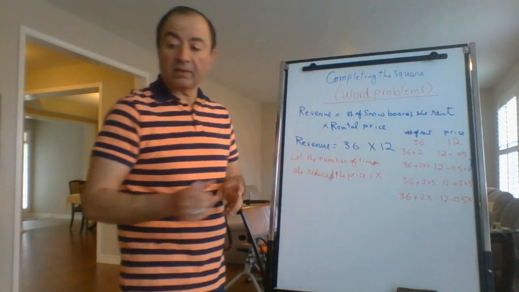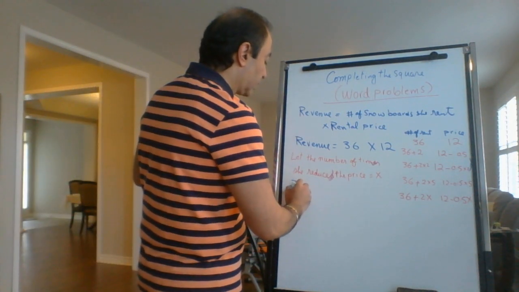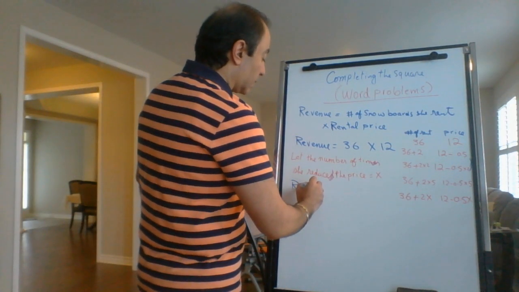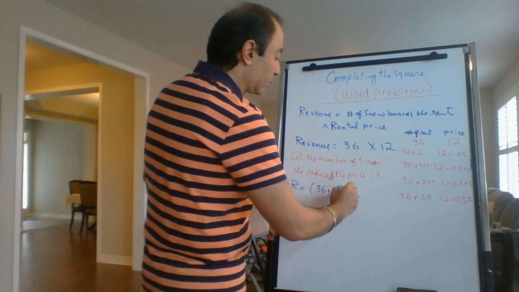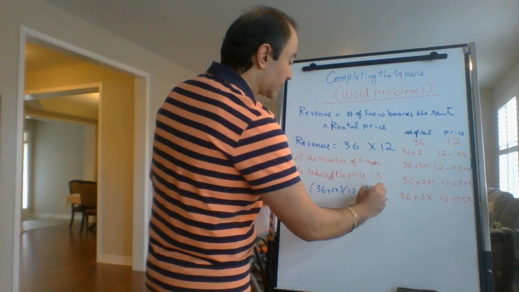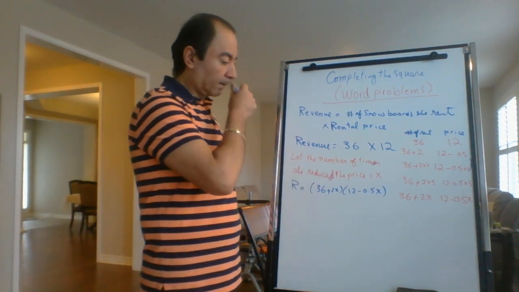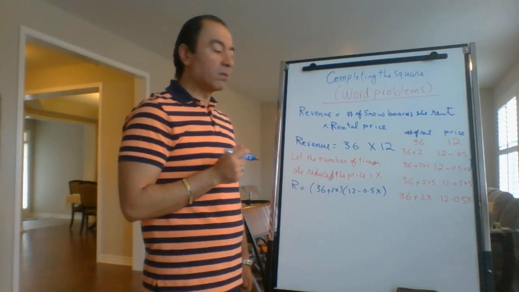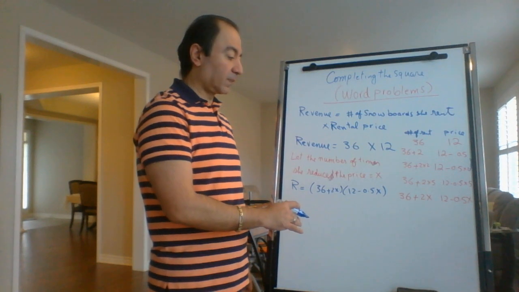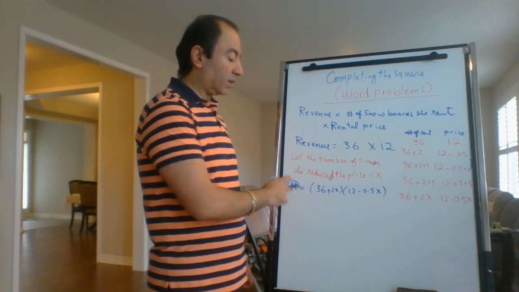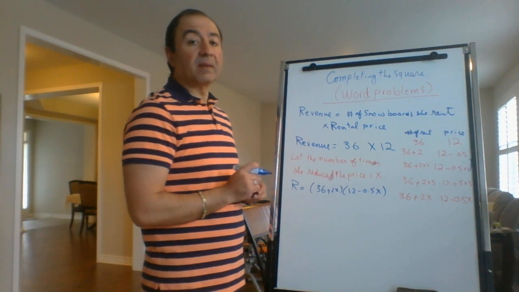So now we can write the revenue equation. So revenue, I will call it R, equals (36 plus 2X) times (12 minus 0.5X). This is a quadratic written in factored form. Factored form is good when we want to know the x-intercepts, the values of x when the revenue is 0. But we need to find the maximum.